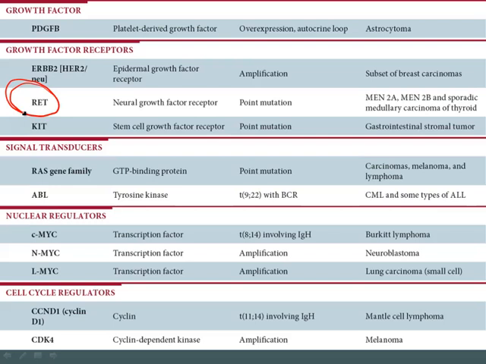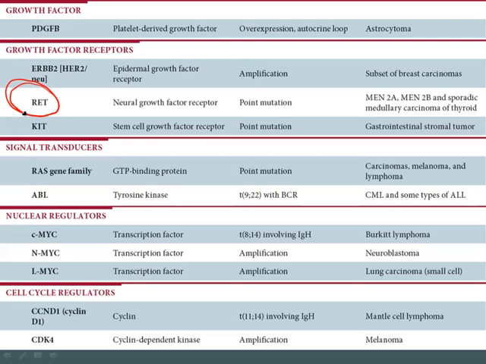MEN is multiple endocrine neoplasia. It is a syndrome in which patients develop tumors in multiple endocrine organs, and it can be divided into MEN1, MEN2A, and MEN2B. And in MEN2A and 2B, one of the common tumors between each of those 2A and 2B is medullary carcinoma of the thyroid.